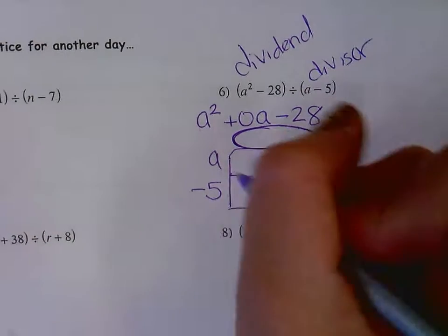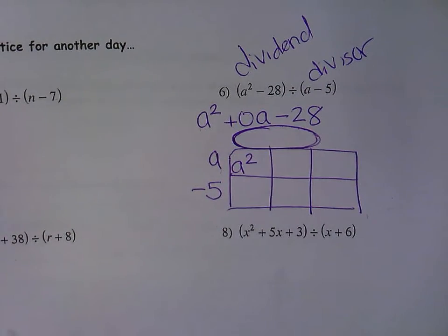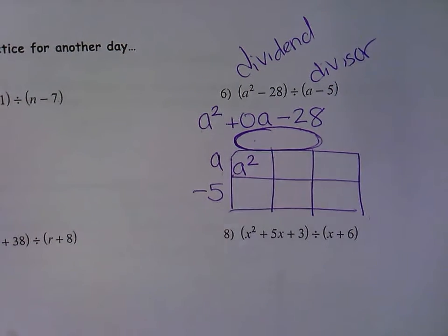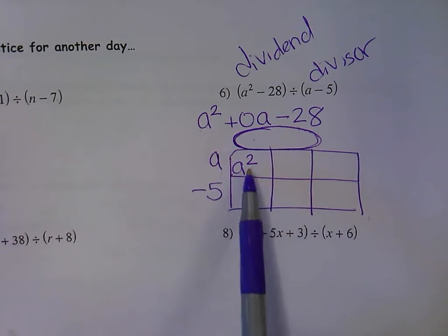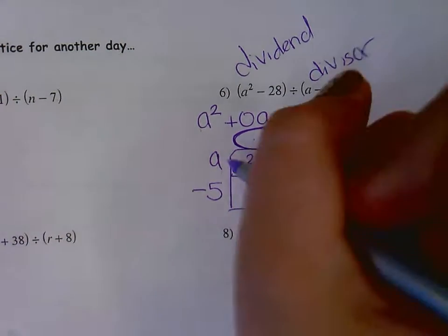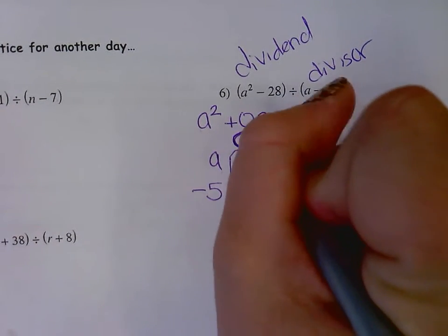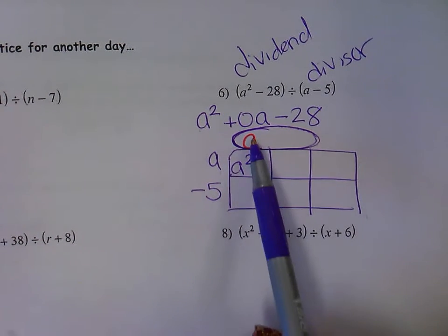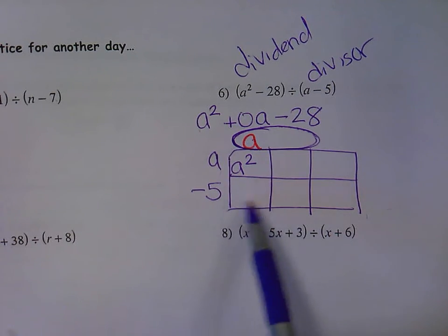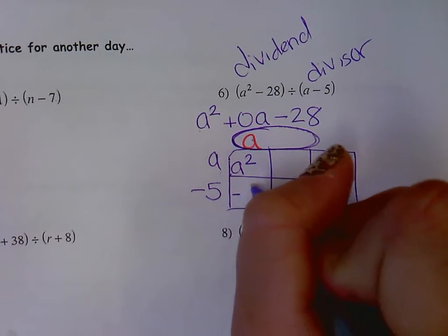So a squared is the first term of my dividend. That goes in the top left of my box. Now I know the first term of my quotient, because what times a do I need to get a squared? A. So the first term of my quotient up here is a, because a times a is a squared. Now, what's the next step that I can do? A times negative 5, right, to get this box. So I have negative 5a.